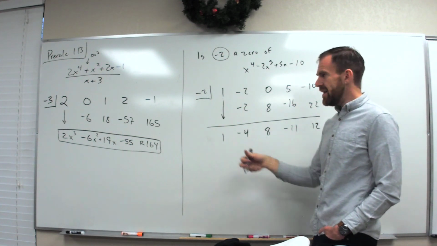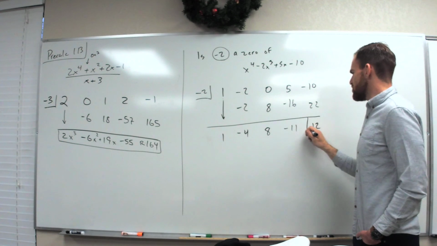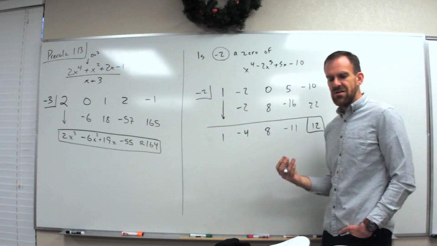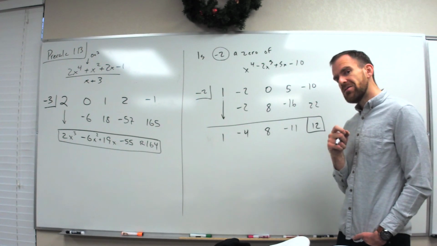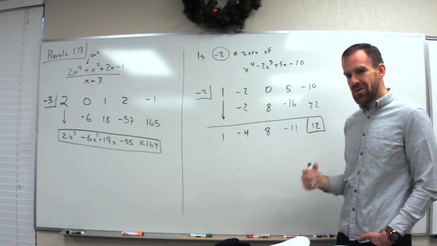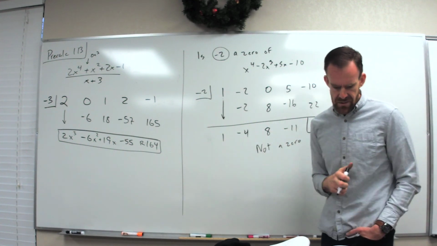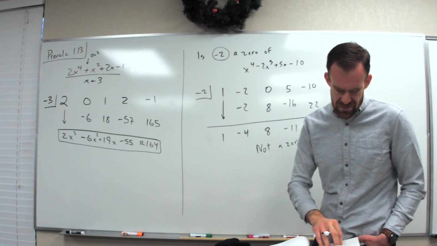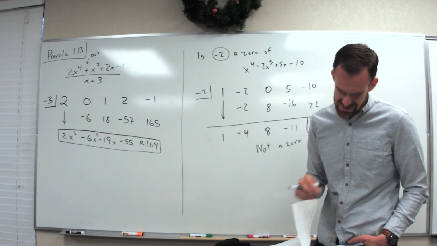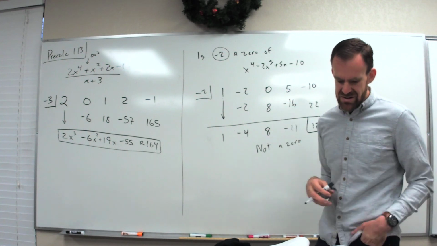This tells us at negative 2, the value of my function is 12. Is that a 0? No. How would I know if it was a 0? That number would be 0. So this is not a 0. Okay? Surprisingly enough, your book actually doesn't give us an example where it is a 0.